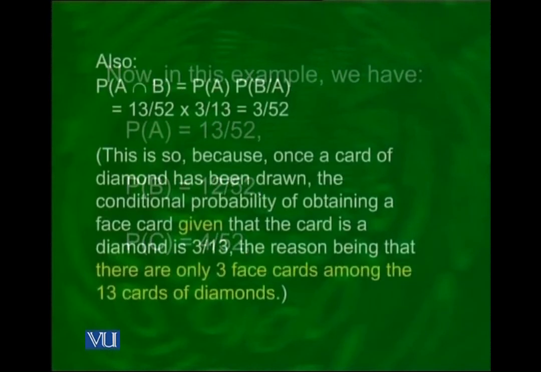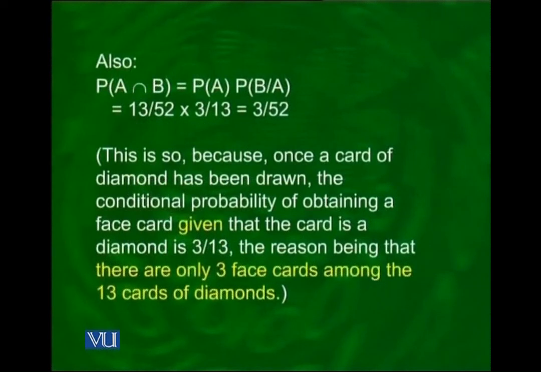Now students, in order to find the probability of A intersection B, we apply the formula of the multiplication theorem. The probability of A intersection B is equal to probability of A into probability of B given A. And probability of A is equal to 13 over 52. But what about the probability of B given A? Students, it is equal to 3/13. Why is that?